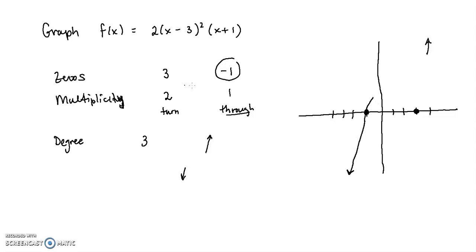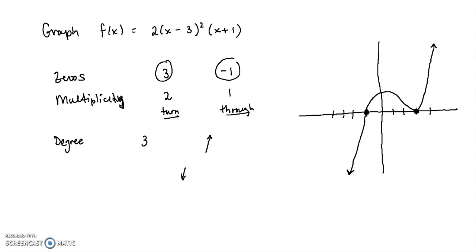Okay, so we go through. And then I go to the next one at positive 3, I'm going to turn. So I come to the next one, and I turn, and I can kind of connect to that, or I can move it over a little bit. It's okay if you have to move it over a little bit as long as it's pointing in the right direction. Okay, and that's a sketch of our graph.